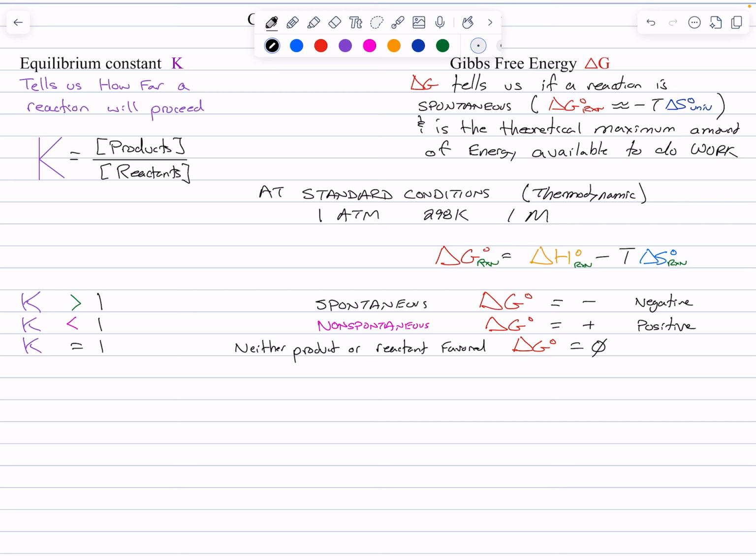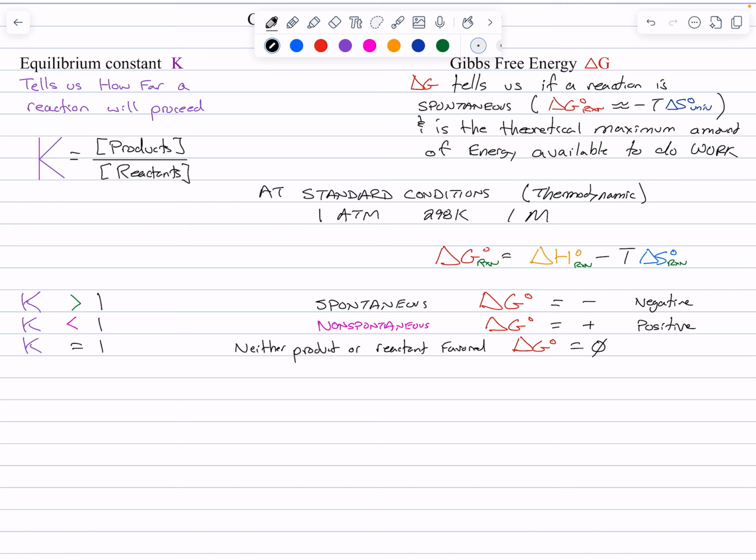So that's the big picture. What does K tell us? The equilibrium constant: we have more products than reactants, or we have less products than reactants. And delta G: yes, this is a spontaneous reaction, or no, it's not a spontaneous reaction. That's what we get. Now, how are they related?